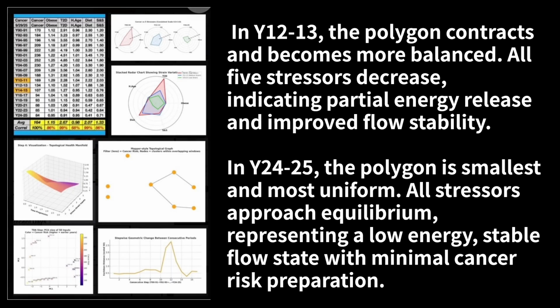In Y1213, the polygon contracts and becomes more balanced. All 5 stressors decrease, indicating partial energy release and improved flow stability. In Y2425, the polygon is smallest and most uniform. All stressors approach equilibrium, representing a low energy, stable flow state with minimal cancer risk preparation.